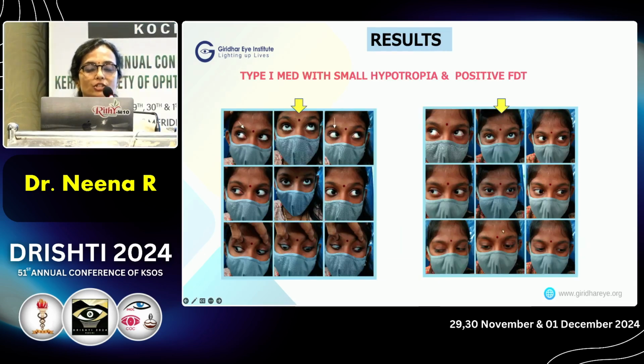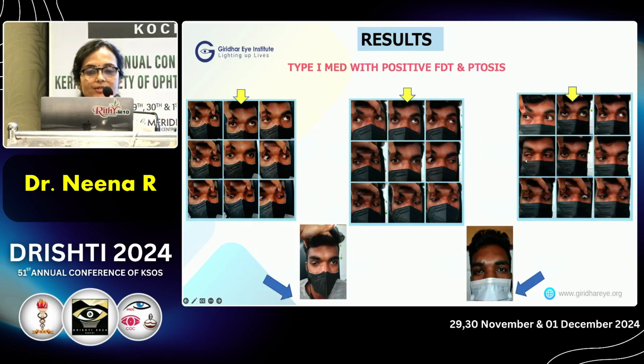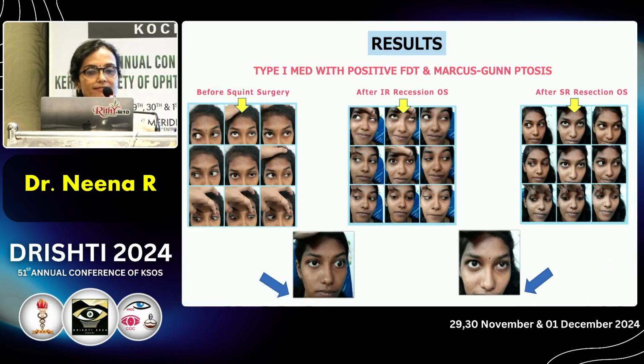So coming to surgical success, you can see some of these. This child had a type 1 MED with a very small hypertropia and a positive FDT. We only did an inferior rectus recession and she was good. Type 1 MED with positive FDT and ptosis: this gentleman had to undergo an inferior rectus recession in the same eye with a superior rectus resection and finally a ptosis correction, and he's well corrected.